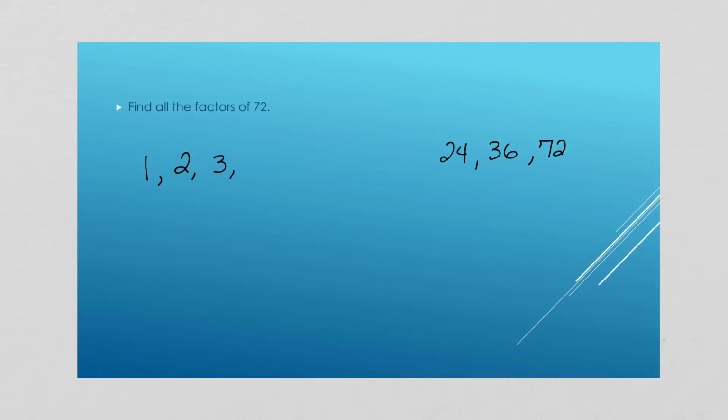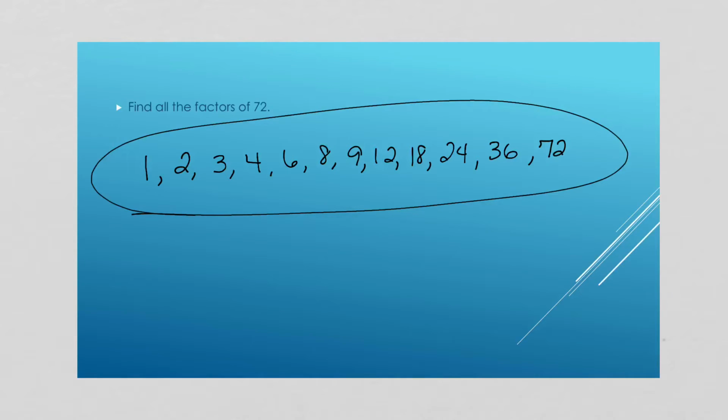Will 4 go in? I think so. Let me try. Yep, 18. 4 and 18. 5 will not go in. 6 will go in. 7 will not. 8 times 9. Check that out. Just enough room. So these are all the factors of 72.